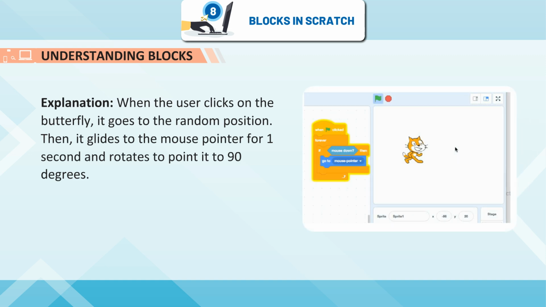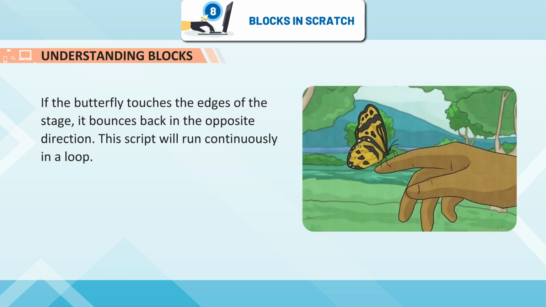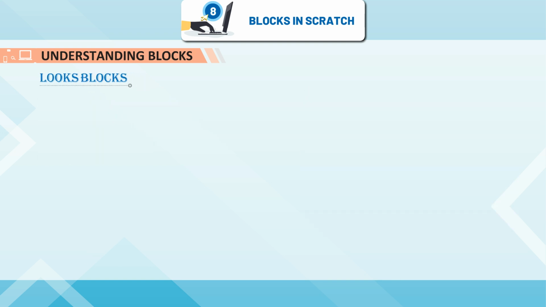Explanation. When the user clicks on the butterfly, it goes to a random position. Then it glides to the mouse pointer for 1 second and rotates to point to 90 degrees. If the butterfly touches the edges of the stage, it bounces back in the opposite direction. This script will run continuously in a loop.